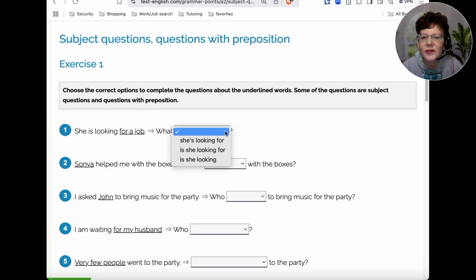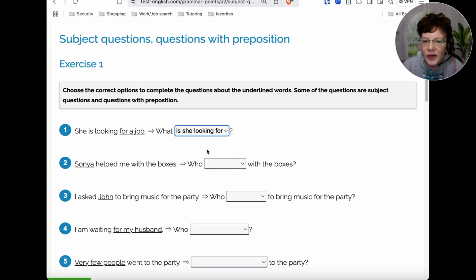She's looking for. Is she looking for? Or is she looking? All right, so we know that it's going to have a preposition at the end. So if you chose the second option, "Is she looking for?", that is correct.